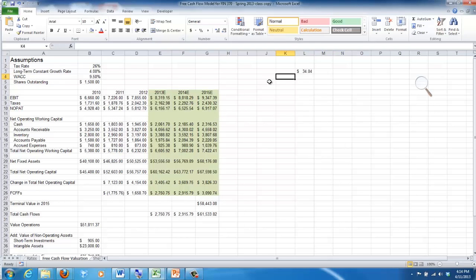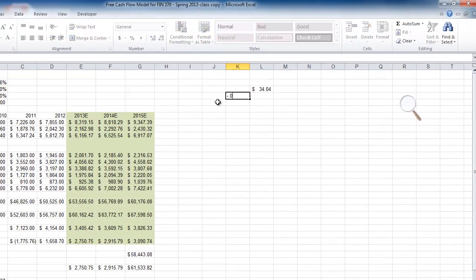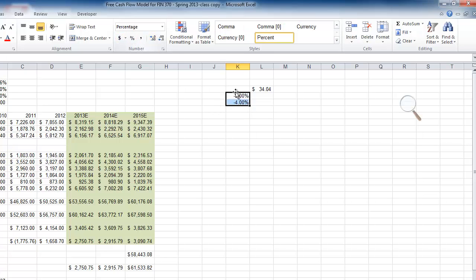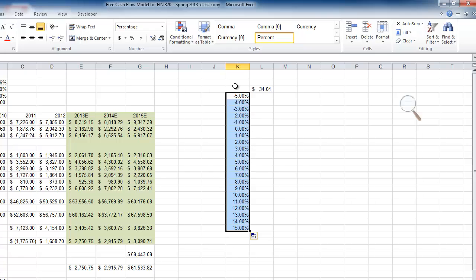Okay, now I'm going to put in this column the different sales growth amounts. I'm going to start with negative 0.05, negative 0.04. In other words, what we're saying is actually sales growth is going to fall in the long term, which can happen in a dying industry. And then I'm going to just go and increase it to 15% so we can see what happens.